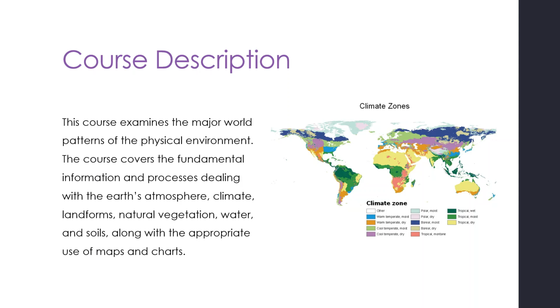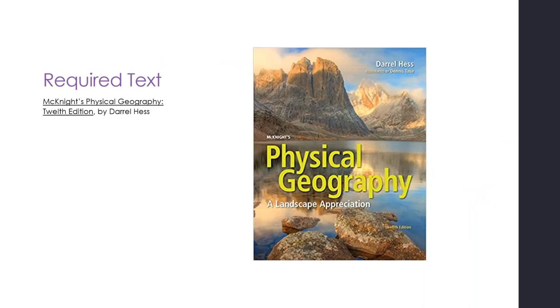Here's a map on the right that shows different climate zones that we have globally, and we're going to look at a lot of maps like that. We're going to talk about the atmosphere and climate and landforms and vegetation. Lots of material to cover in this very, very short summer semester.